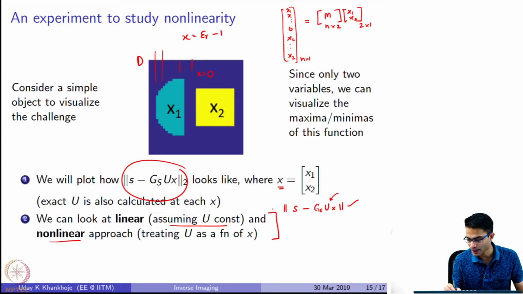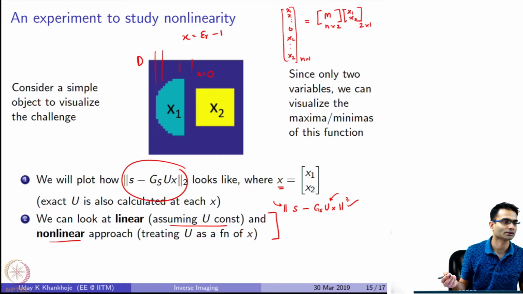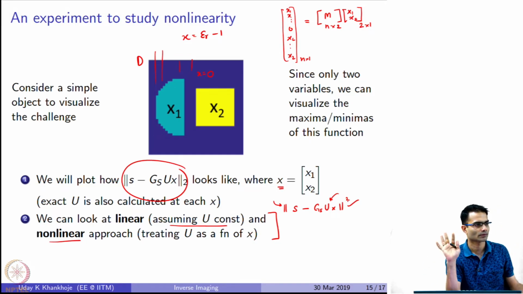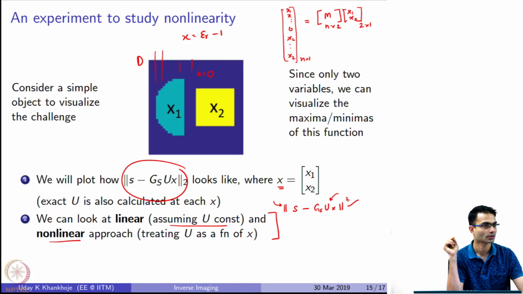Assuming u constant means that when I look at this objective function and take its gradient, I assume u to be constant and not a function of x. So then s minus ax ux is a linear functional, so taking the gradient is very simple. That's what I mean by assuming u constant. But you know it is not.